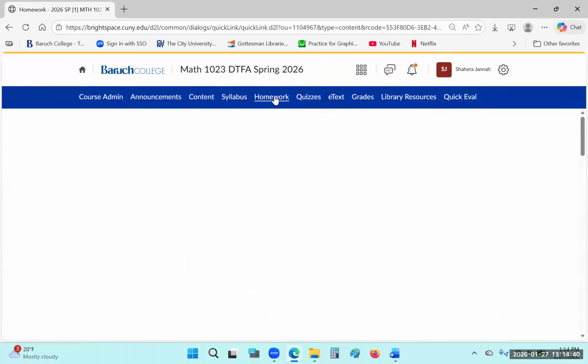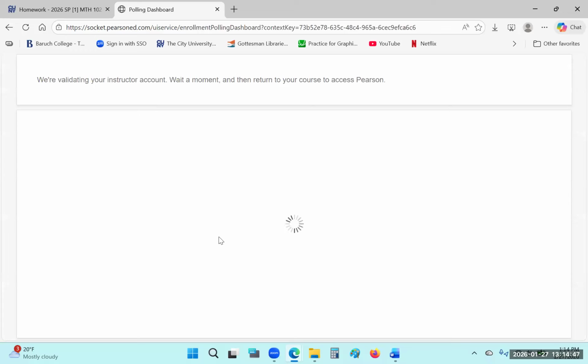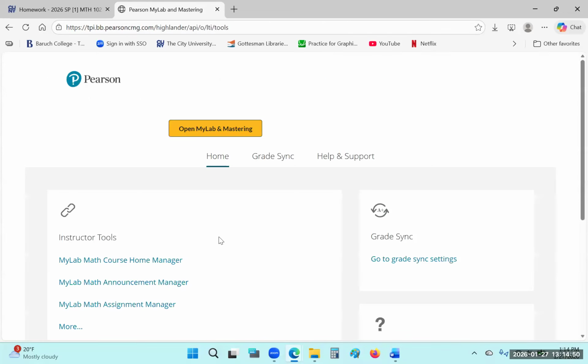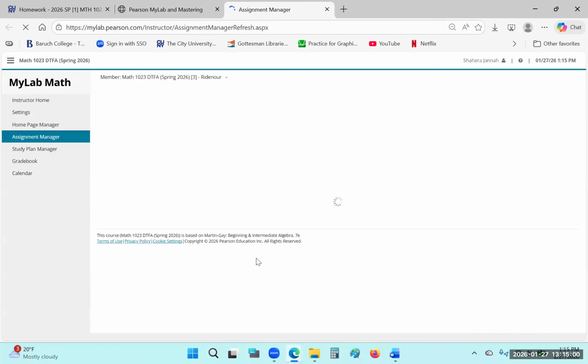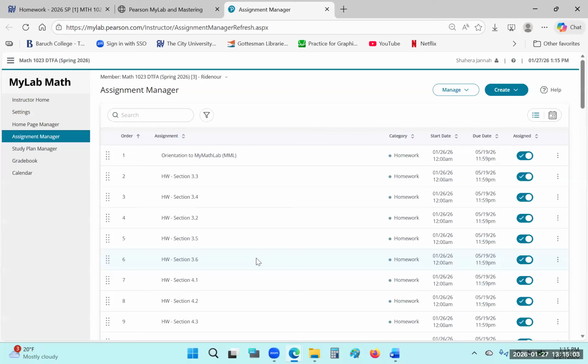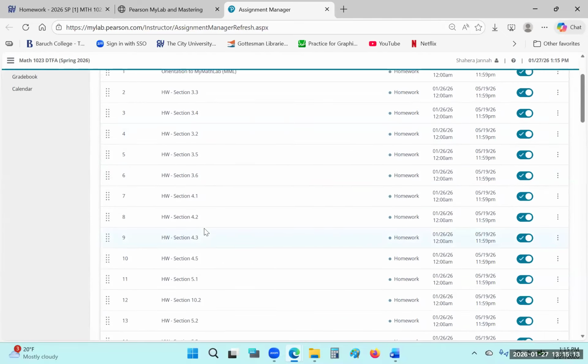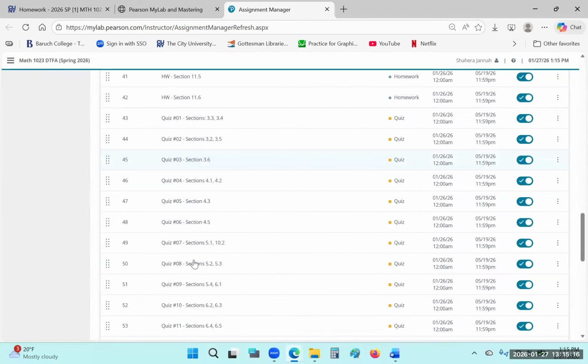You click on the homework and then go to MyMathLab when you do it for the first time. And then it will take you to MyMathLab. If you're signing in for the first time, you can click anything here, but Assignment Manager is the best thing. Or, I mean, you're not going to see Assignment Manager, it's for instructors. For you, you're going to see all the assignments. So click on the assignments, and then you're going to see all the assignments one by one. On the top, you have homework, and on the bottom, you have quizzes.